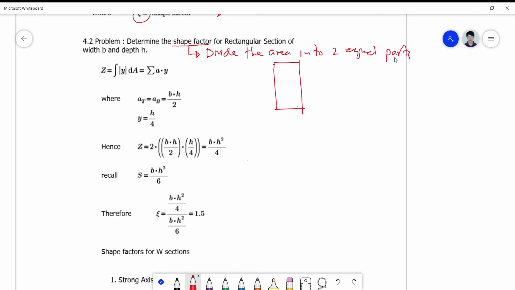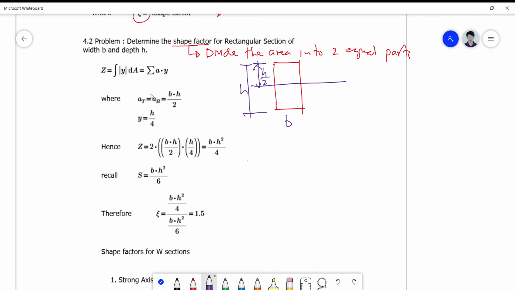Okay, so if this is a rectangle, then there's no sweat dividing it into two. So if this is your base B, this must be simply your height over 2. This is your total height here.